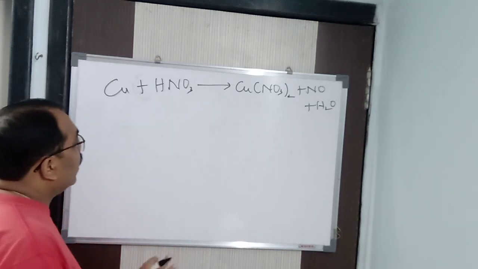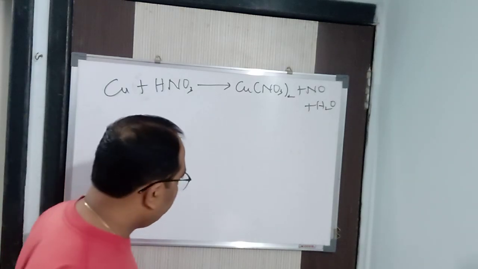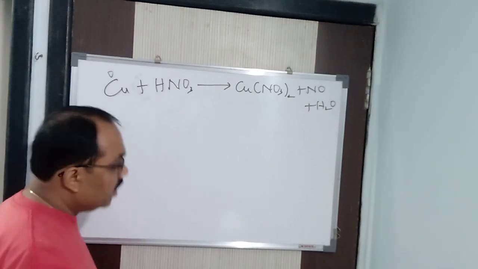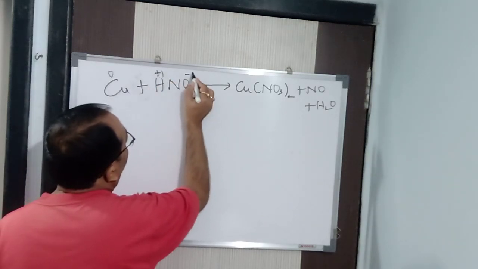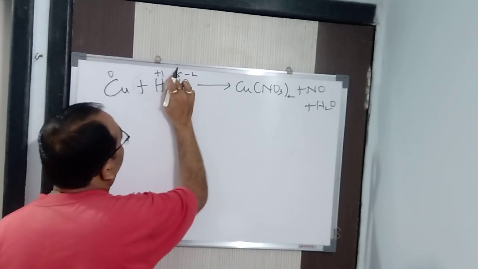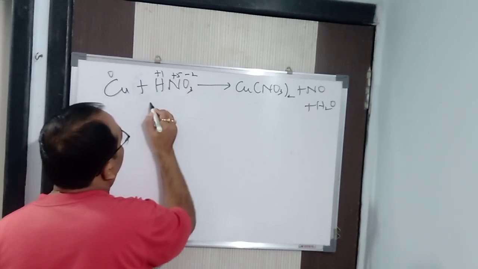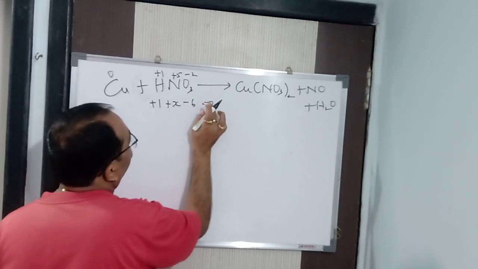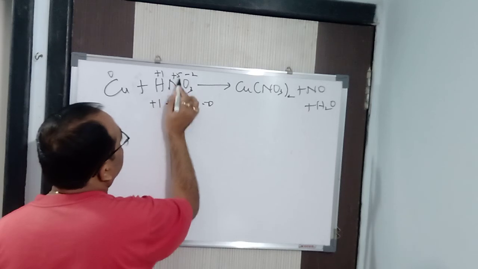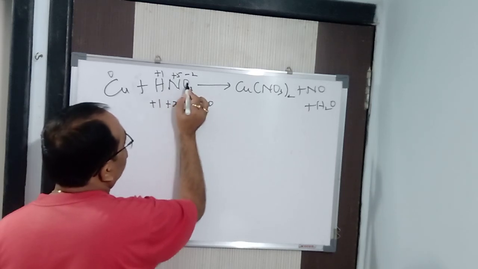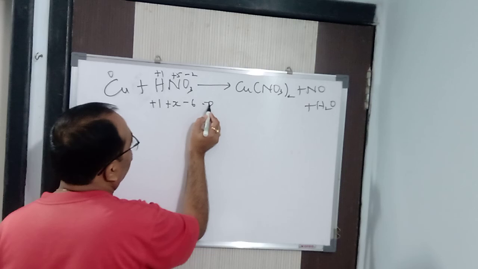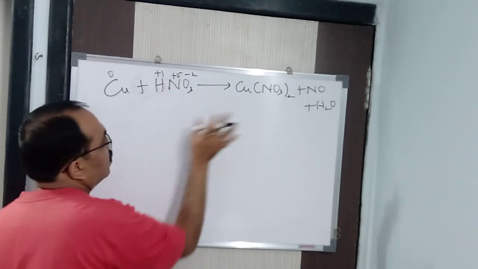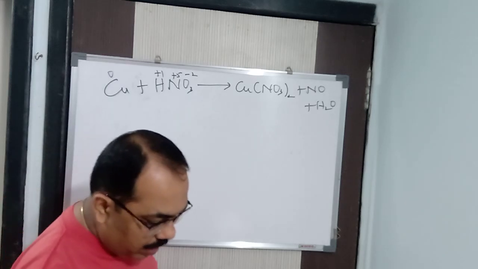So the first step is that we need to find the oxidation number. Cu is equal to 0 here. Hydrogen is +1. Oxygen is -2, so nitrogen will be +5. I will show you how. 1 plus x minus 6 is equal to 0. Nitrogen is x and oxygen is -2, so 3 oxygen gives minus 6, and the whole thing is equal to 0 because it's a neutral compound. Solving for x, you get plus 5. I hope you understood how I am getting it.